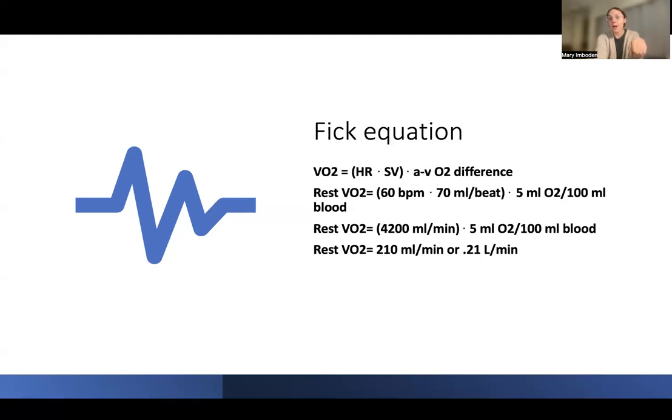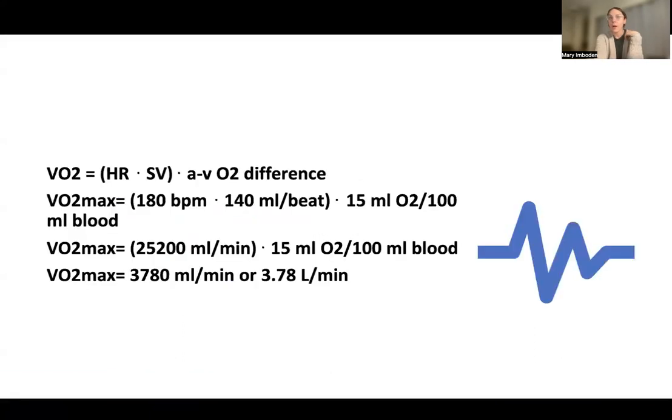And that would be resting VO2, relative resting VO2. Okay, now if we have someone whose max heart rate is 180 beats per minute and their stroke volume at max is 140 milliliters per beat, again, pretty normal, maybe a little bit on the more active side, and their max AVO2 difference is 15 milliliters of oxygen per 100 milliliters of blood, these are going to be greater numbers, right? So we are at max effort and the VO2 max is coming in at 3.78 liters per minute.